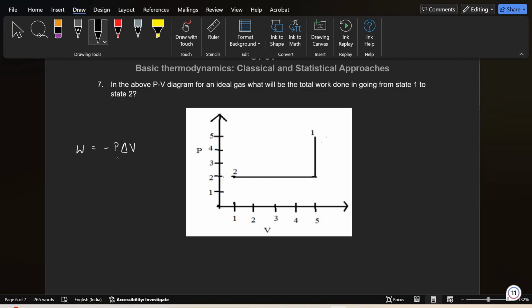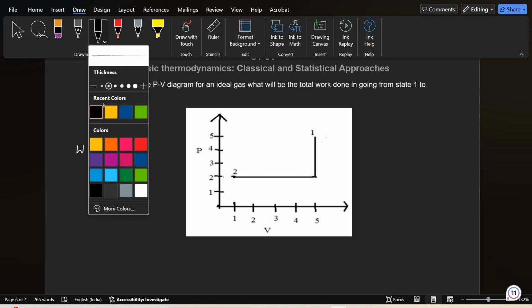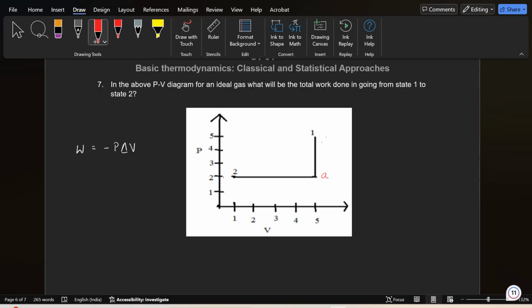It is the difference between any 2 points on the x-axis, correct? Let's say it's 5 here, it is 1 here. So 5 to 1 is the delta V. 5 minus 1 is the delta V. So basically from the graph itself, we can find it out. I'll just do one more thing. This point I'll keep as A.